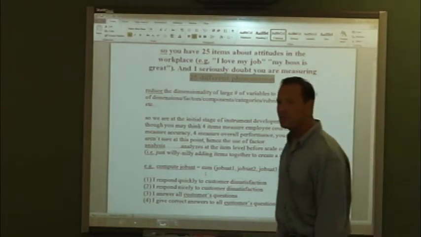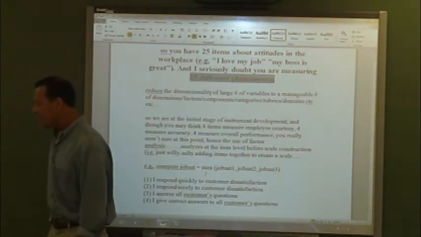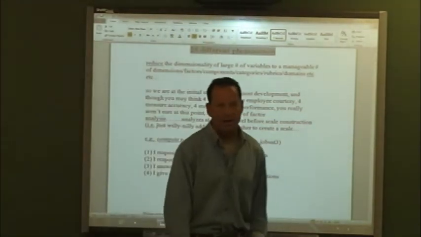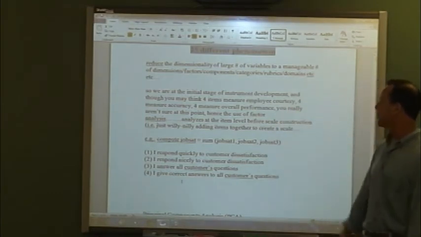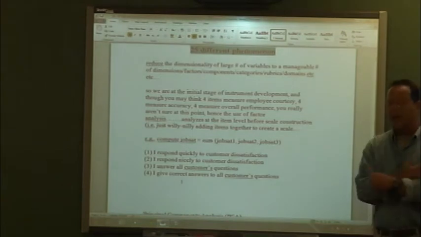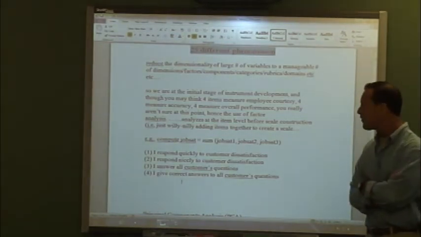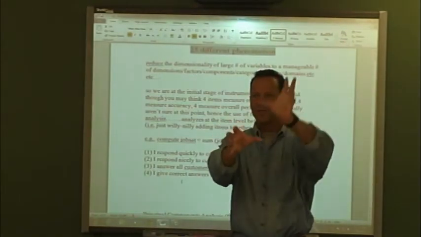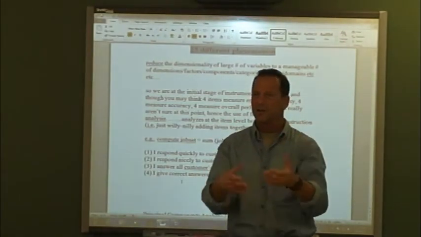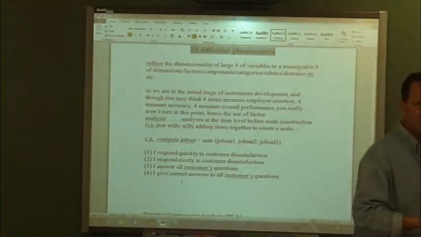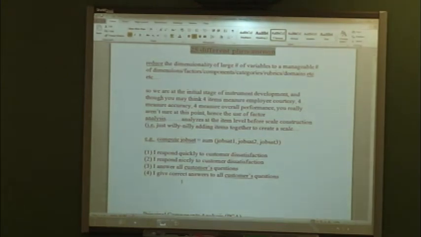So you're at the initial stage of instrument development. And though you may think your project for HR is such that 4 items measure employee courtesy, 4 measure accuracy, 4 measure overall performance, how do you know that for certain? How many people have ever seen surveys and they have a big bold title, responsiveness, multiple items, right, accuracy, etc. How do you know that those items that purportedly are nested within these titles really measure that phenomenon? And what type of validity does this kind of seem to get at, everybody?